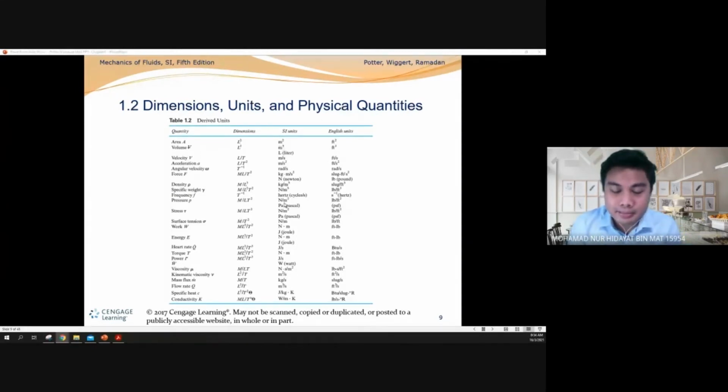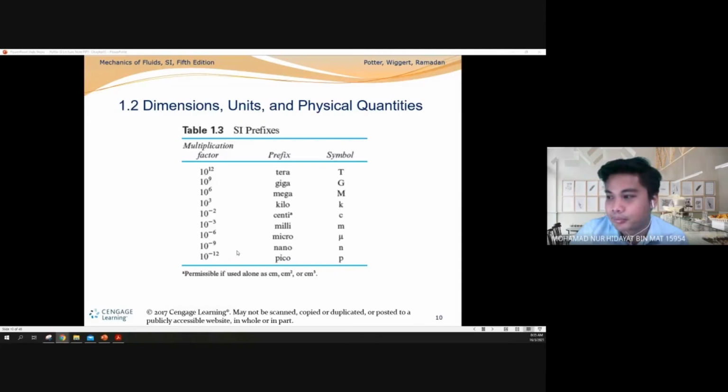So please bear in mind that throughout the course, normally we're going to use the SI unit. Otherwise, if the English unit is given, you need to use that. All of these are derived units, for example density, specific weight, surface tension, and energy. You can convert them. That should be no problem.